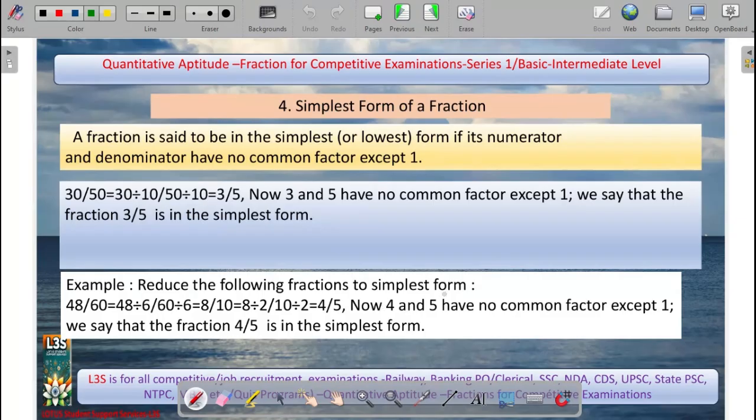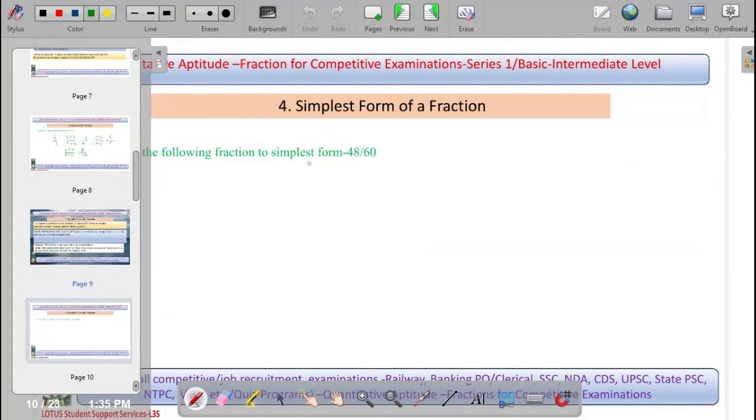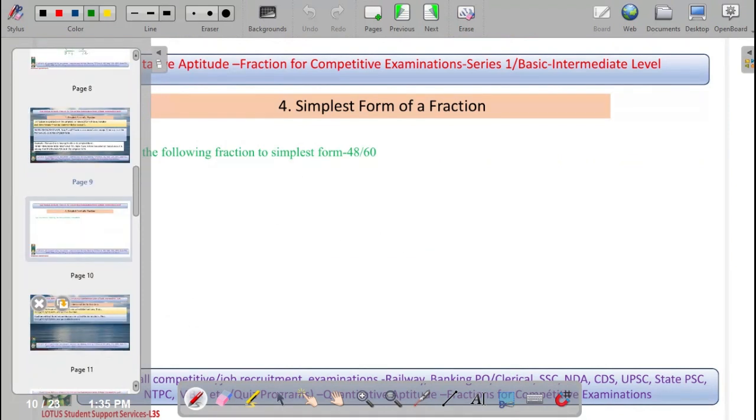Reduce the following fraction to simplest form: 48 by 60. First we divide numerator and denominator by 6, we'll get 8 by 10. Then again we divide both numerator and denominator by 2, we'll get 4 by 5. Now 4 and 5 have no common factor except 1. So we can say that the fraction 4 by 5 is the simplest form of 48 by 60. This one we have already done.